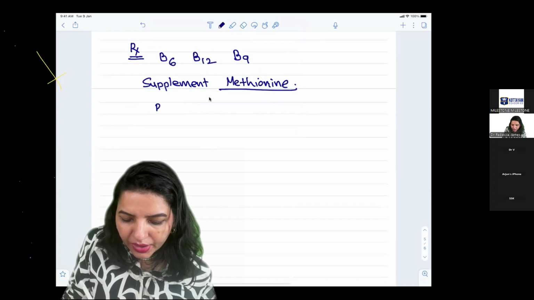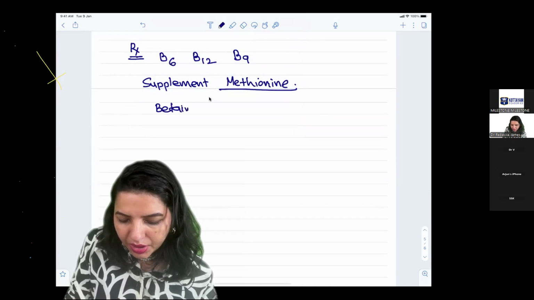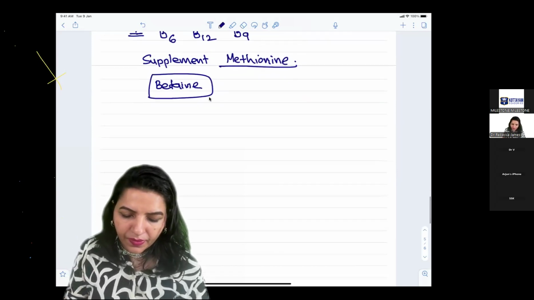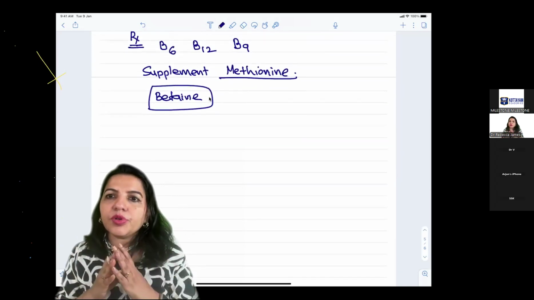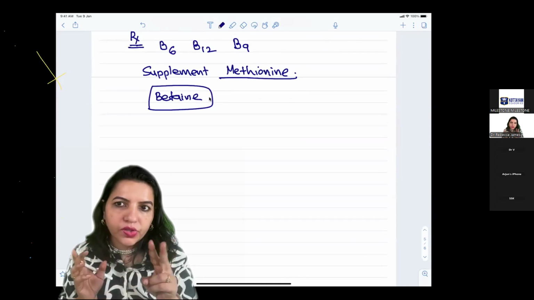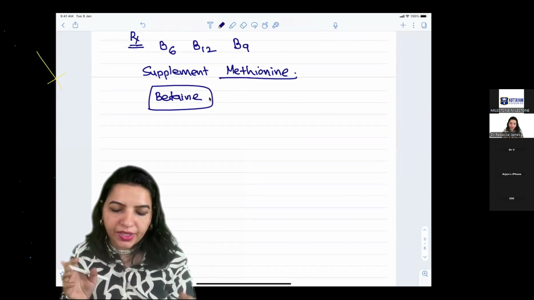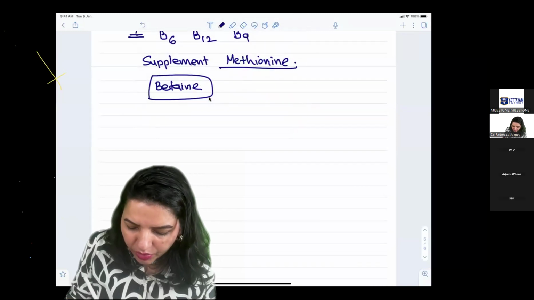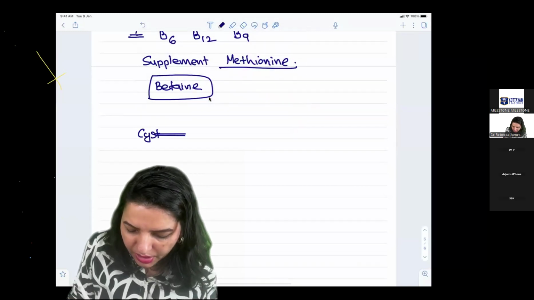Now here also we can give betaine. Betaine can be given in any case of accumulation of homocysteine. So that is about homocystinuria. And then two more disorders and two vitamins I have to explain here. The two more disorders that I have to tell here, I should say something about cysteine first.